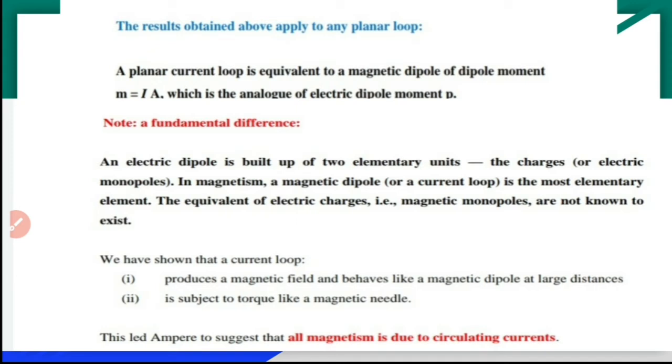But the current loop as a magnetic dipole is made up of circulating current, and we don't speak of magnetic monopoles. Magnetic monopoles are not known to exist. In the case of electric dipoles, we have independent positive and negative charges. But a bar magnet exists as a bar magnet. Even if you try to separate the two poles, you will never be able to. When you cut a bar magnet, it splits into two new bar magnets.